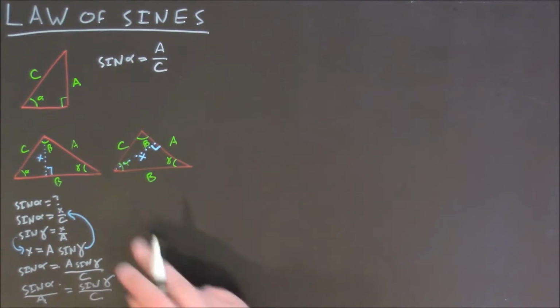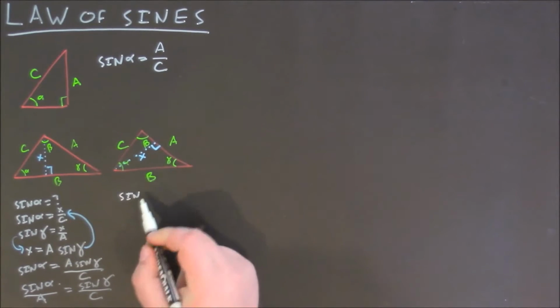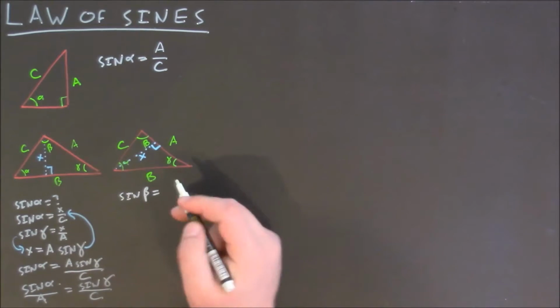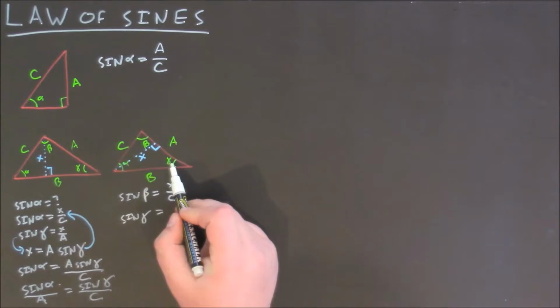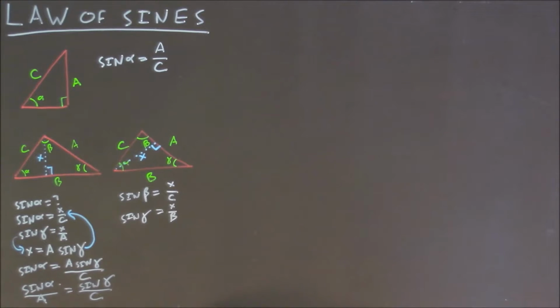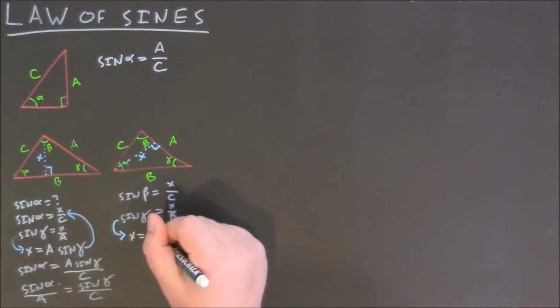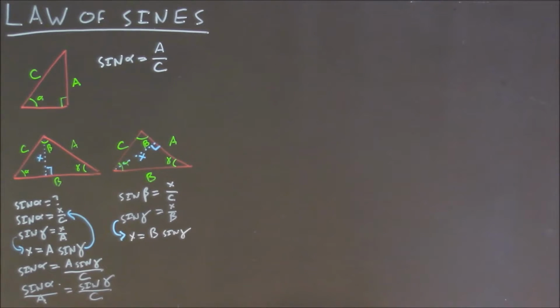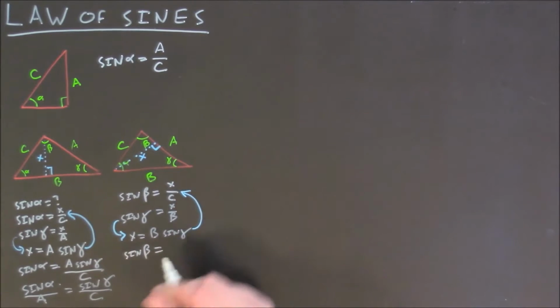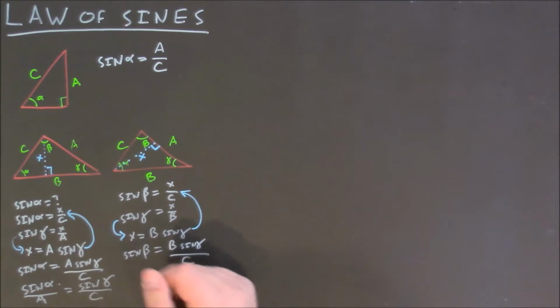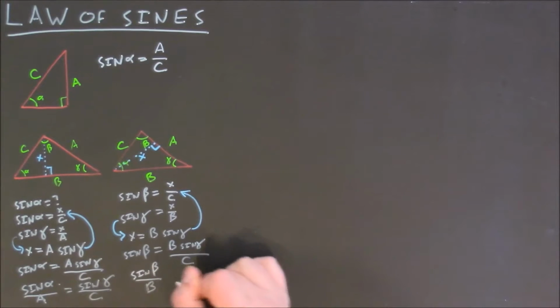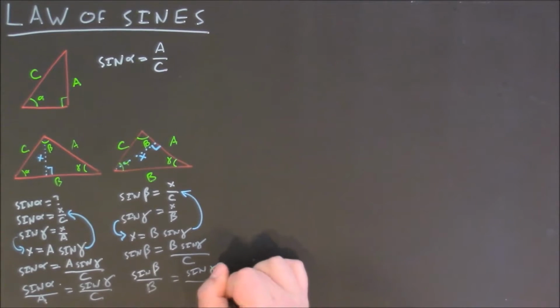Now we repeat virtually the same procedure as before, and we can say that the sine of beta is equal to X over the hypotenuse C. And we could do the same thing: sine gamma is equal to x over b. Now, just like before, we solve one of these equations for x. So we get that x is equal to b sine gamma. Now we take this equation and plug it into the other one. And we get that sine beta is equal to x, which is b sine gamma, all over c. Rearrange this just like we did before, and we get that sine beta over b is equal to sine gamma over c.